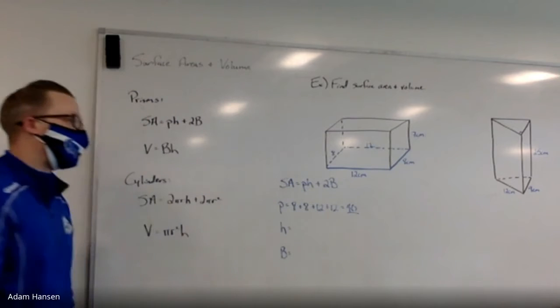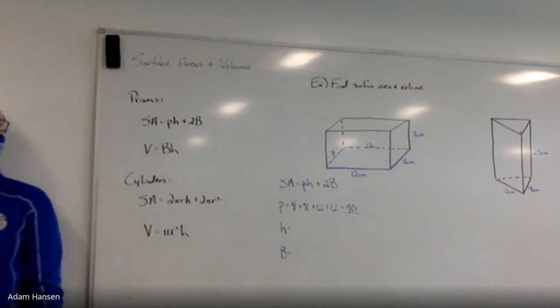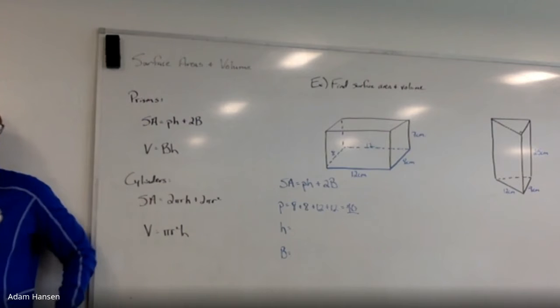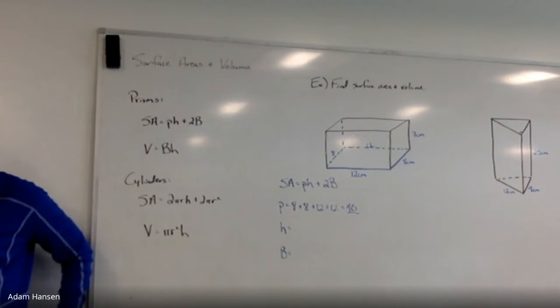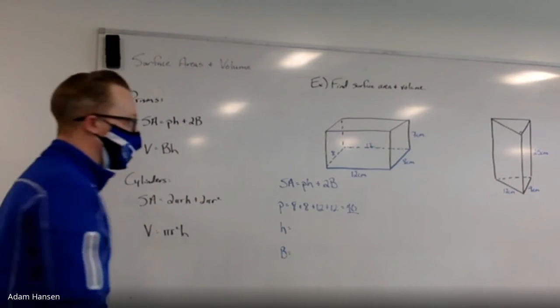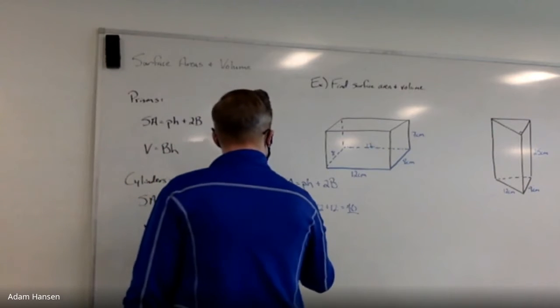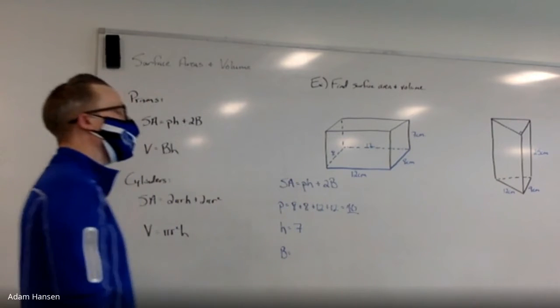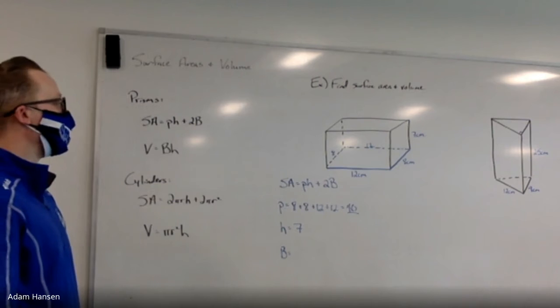I'm doing this work first so I know what to plug into the formula. It wouldn't make sense to use the formula without knowing what to plug in first. H is the height of the prism. What's the height of the prism? 7. Top to bottom, rectangle, rectangle. Height of the prism is 7 centimeters.